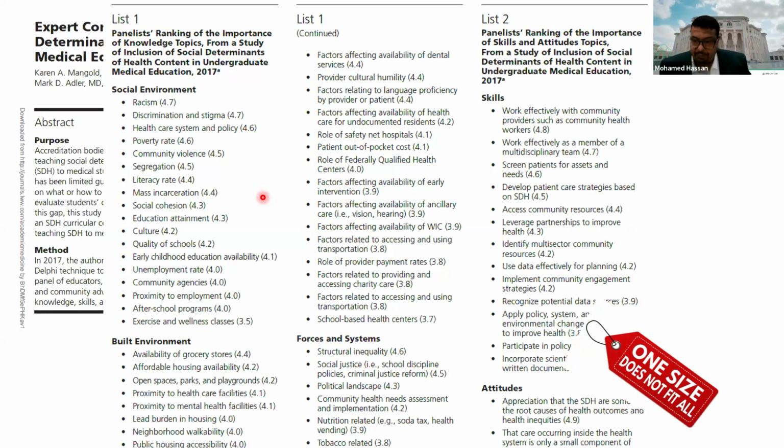When we talk about curriculum and curriculum development, the context is very important. And we are medical educators from the region. We need to do a similar exercise, identifying and rating the most important topics related to the social determinants of health that are affecting the health of our community. And accordingly, we can think about how to integrate these aspects into our curriculum.